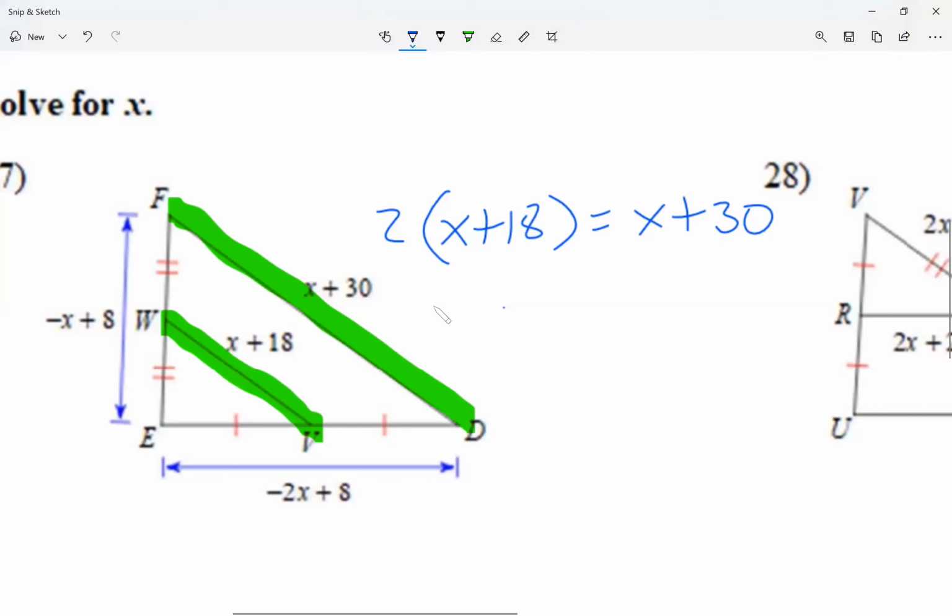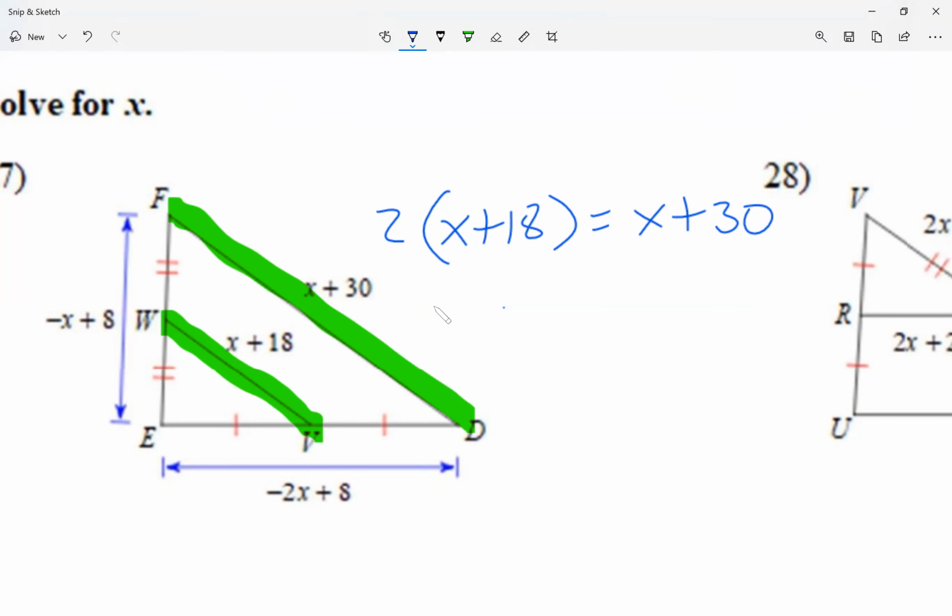You might be wondering, what am I going to do with the other segments that have x's? Nothing, absolutely nothing. They are just there to confuse you. I just want you to pay attention to the picture. I want you to choose a mid-segment and the side that is parallel to it. There's going to be extra information. Doesn't mean you have to use it all. Okay, now go back to what I just wrote: 2 times x plus 18, and all this equals x plus 30.